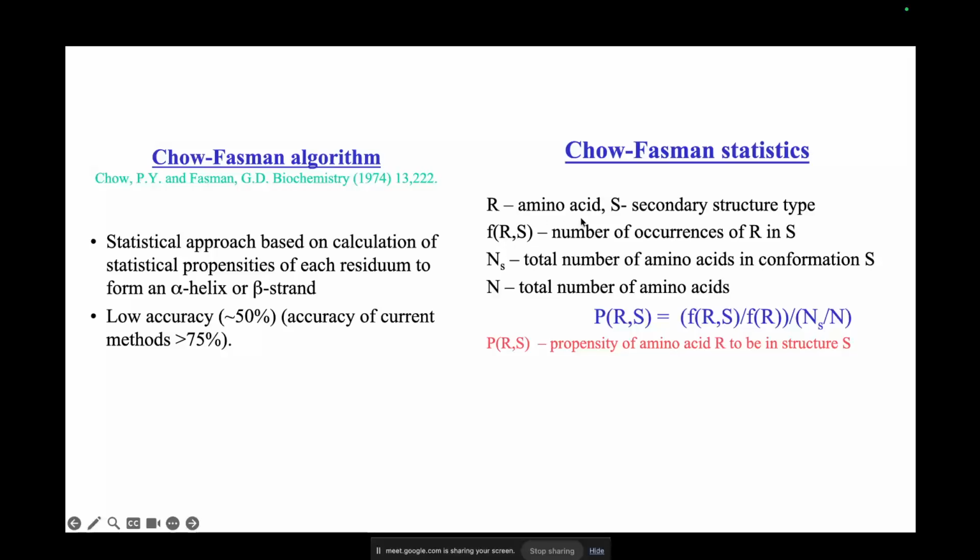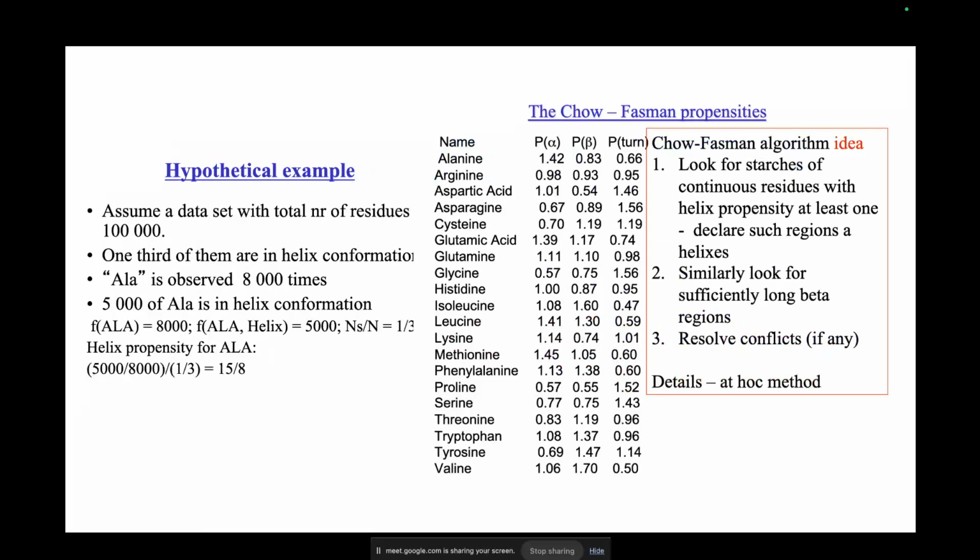So the statistics is defined by this. R is your amino acid, S is your secondary structure type. F of RS is basically the number of times the amino acid occurs in an alpha helix or a beta sheet, and N_S and N are the total number of amino acids in the alpha helix conformation or the beta sheet conformation, and the total number of amino acids possible. And this is the formula for calculating the propensity. So it's a probability form, right?